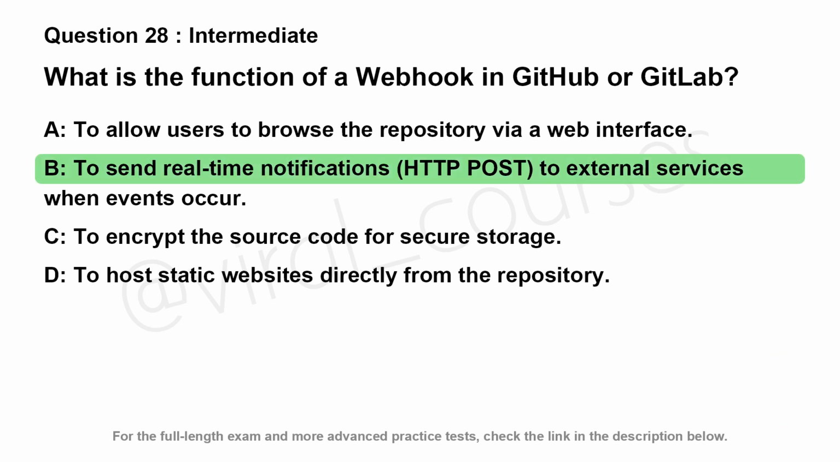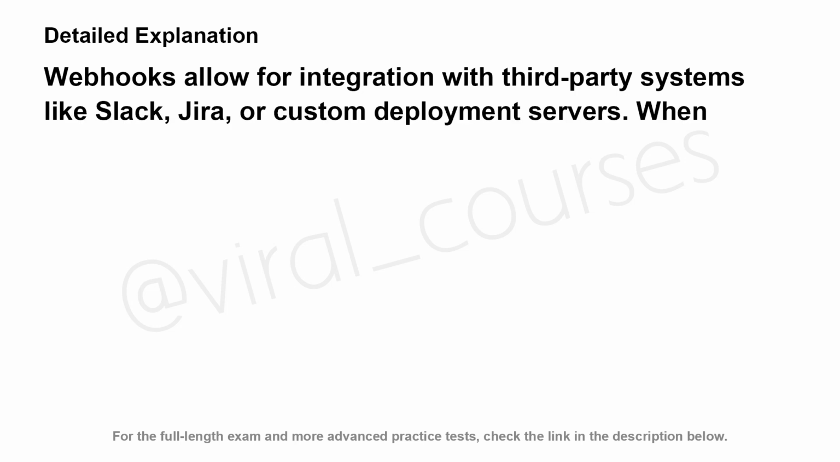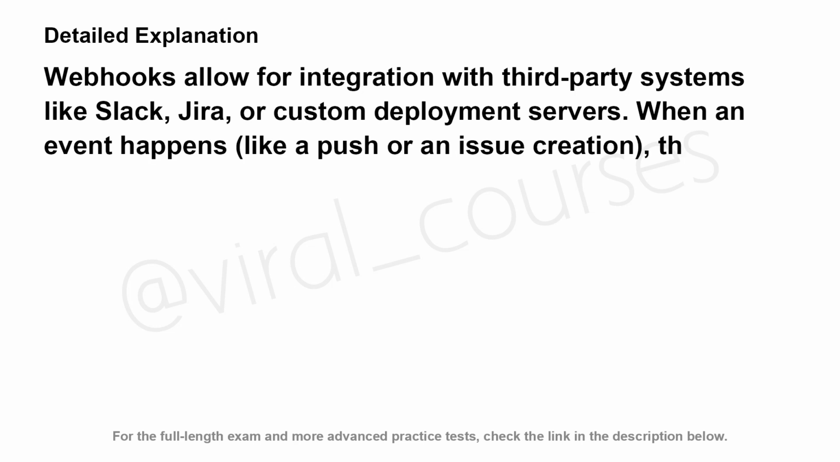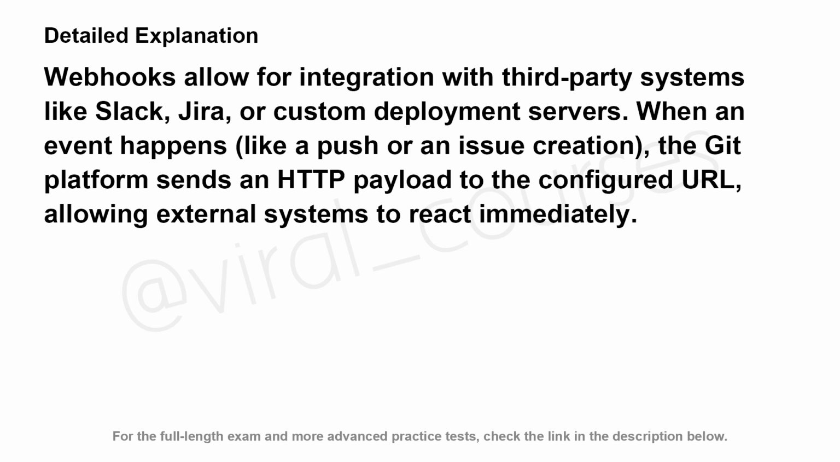The correct answer is B. Webhooks allow for integration with third-party systems like Slack, Jira, or custom deployment servers. When an event happens, like a push or an issue creation, the Git platform sends an HTTP payload to the configured URL, allowing external systems to react immediately.